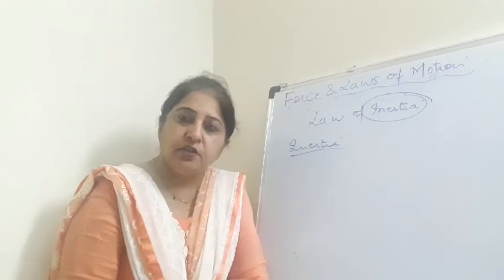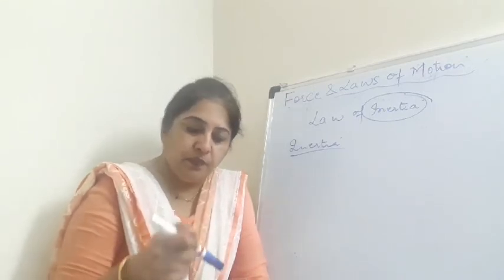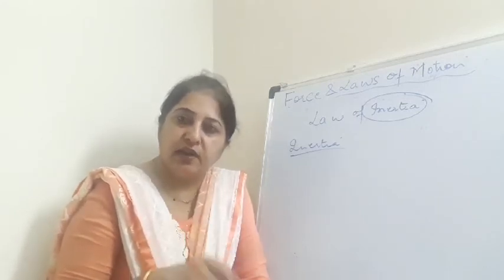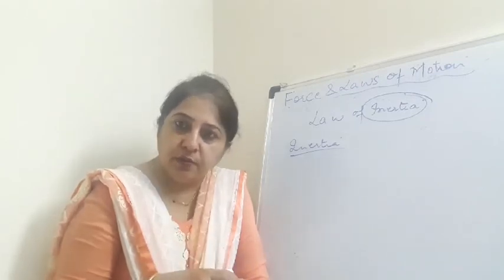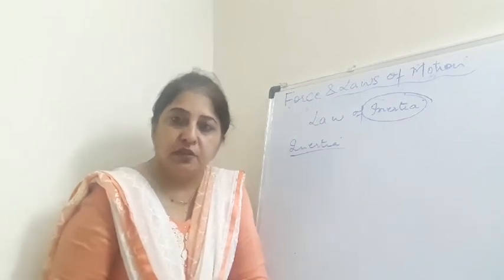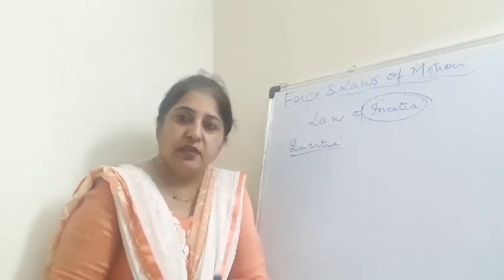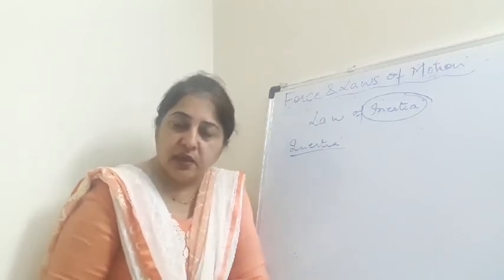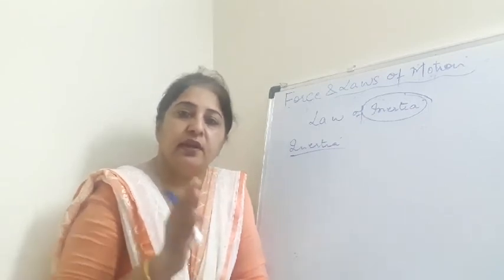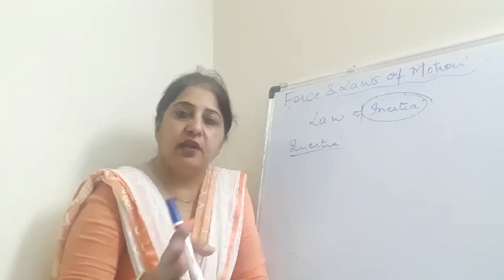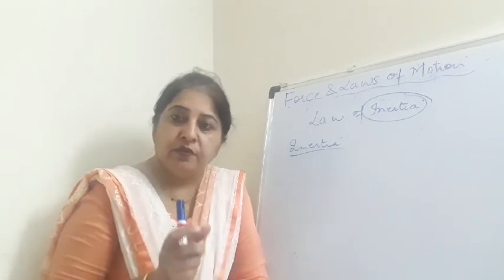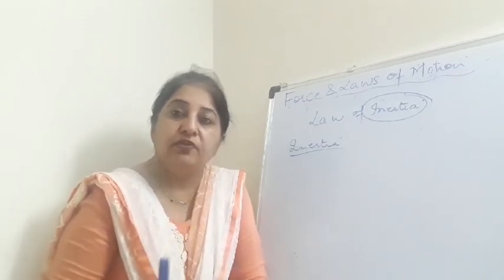So how can we define inertia? Inertia is defined as the property of the object, or the tendency of the object, to remain in the state of rest, or to remain in the state of motion, or to remain in the direction of motion. If an object is at rest, it will have inertia of rest. If an object is in motion, it will have inertia of motion. And if an object is moving in some straight direction, it will have inertia of direction. You will understand inertia of rest, motion and direction very easily with the help of examples.